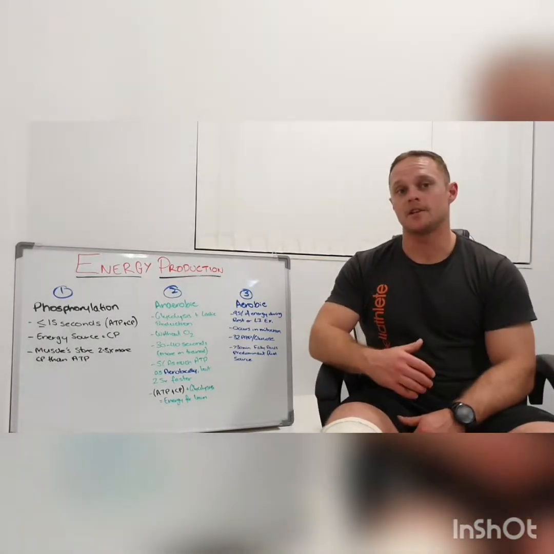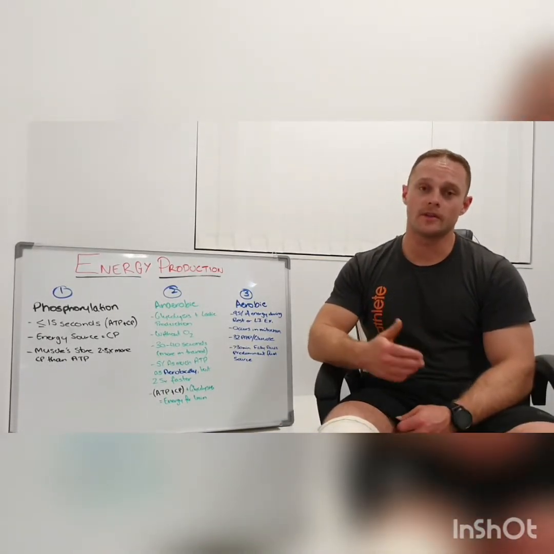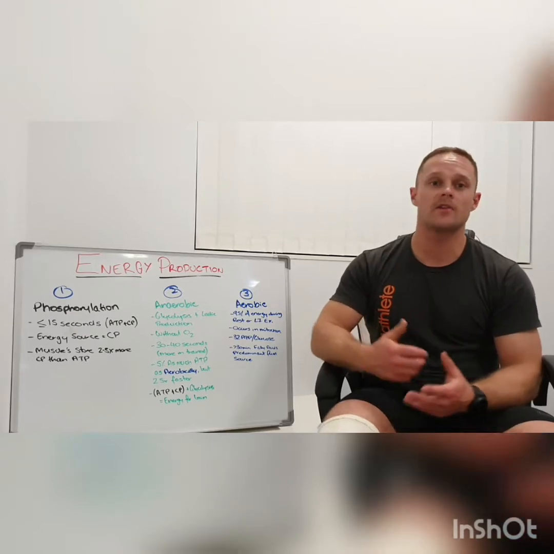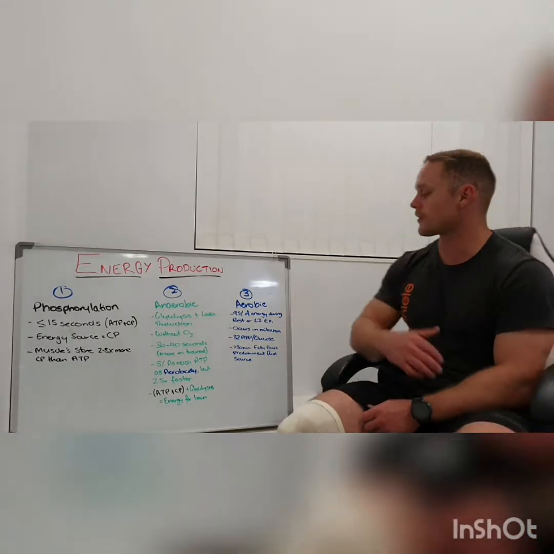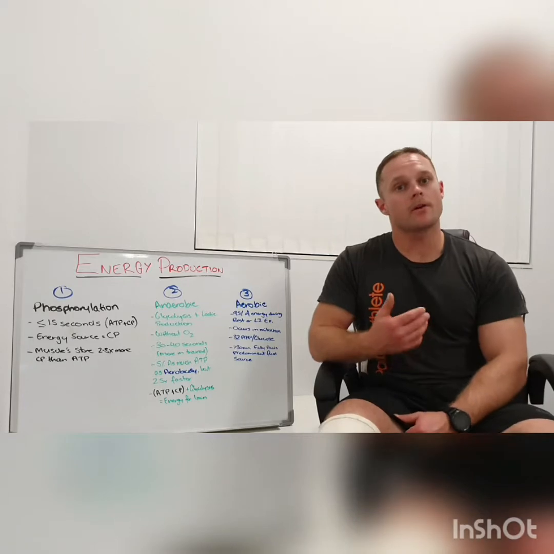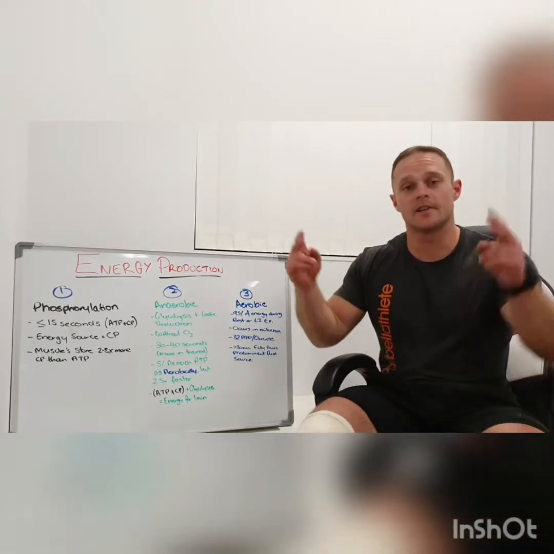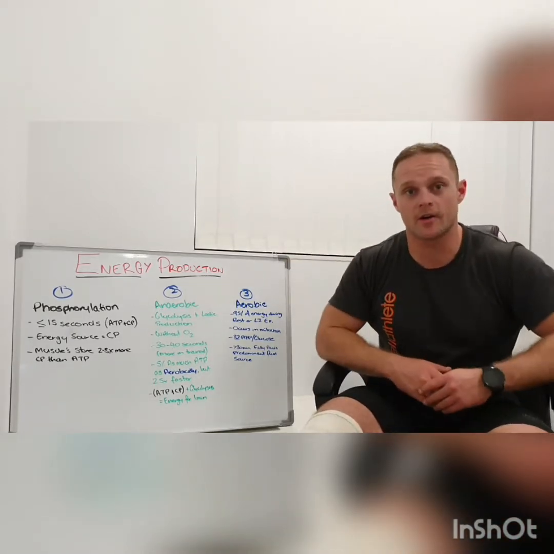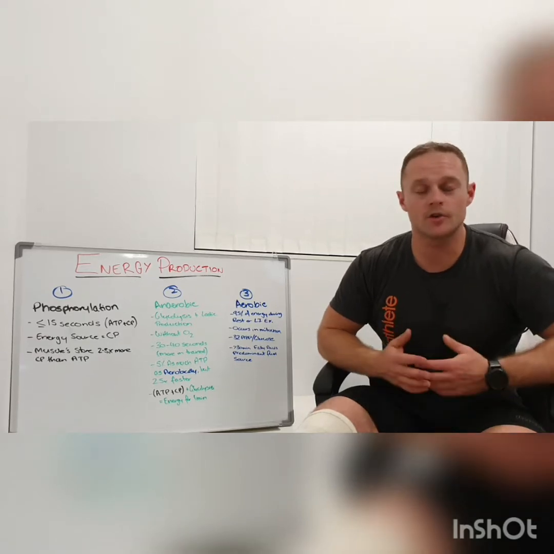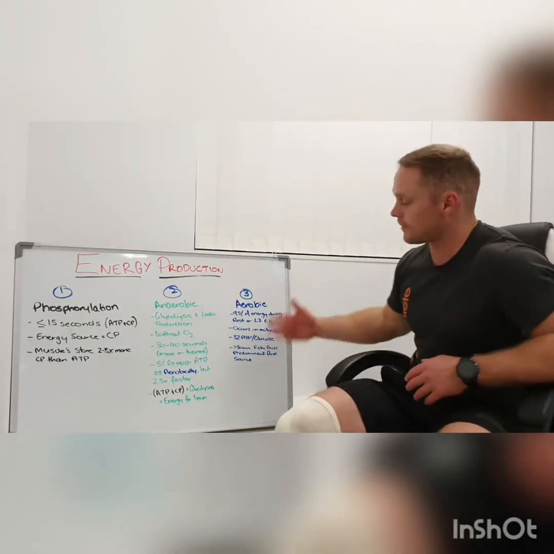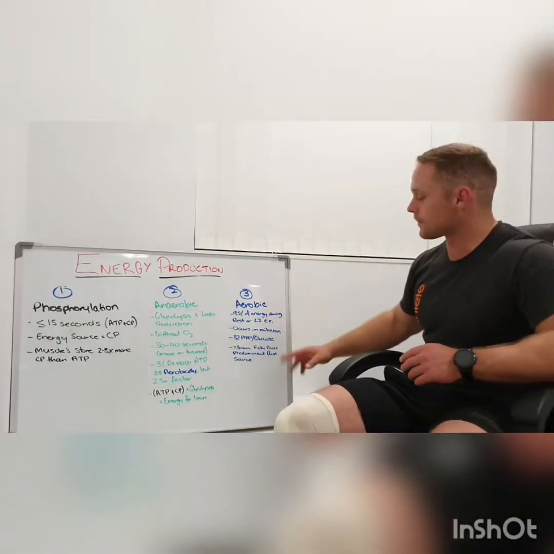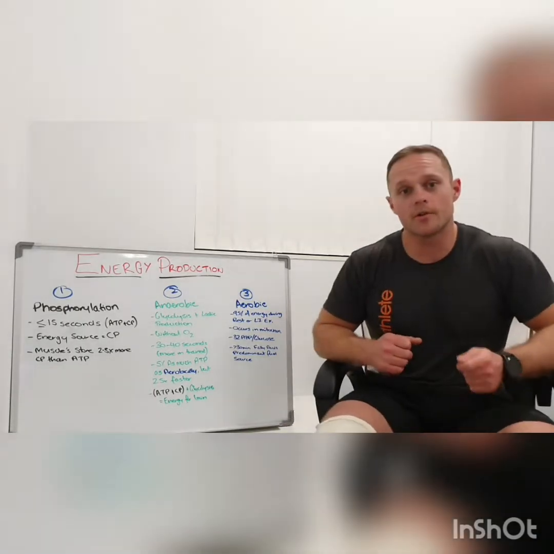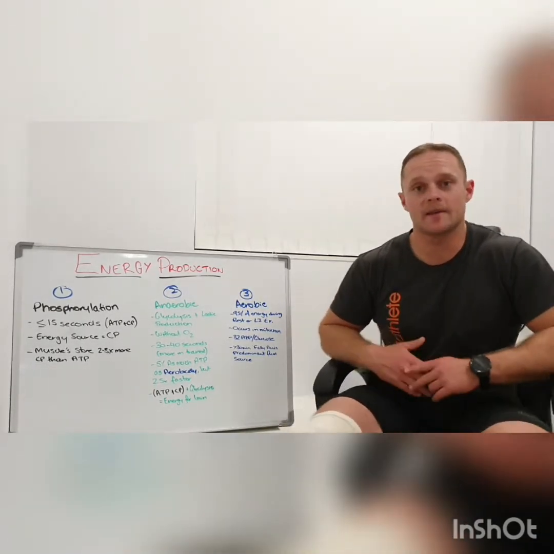Okay. Now, aerobic glycolysis. 95% of our energy, either at rest, in low intensity exercise, or just daily activities, comes from aerobic glycolysis. Aerobic glycolysis occurs in the mitochondria, which is the powerhouse of the cell. This is where the majority of all energy production occurs. As you can see, 95%. From every glucose molecule, we get 32 ATP.